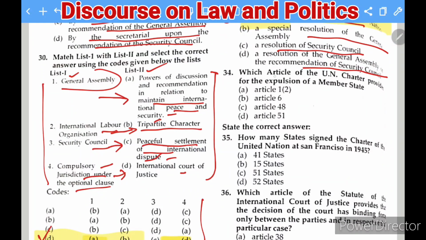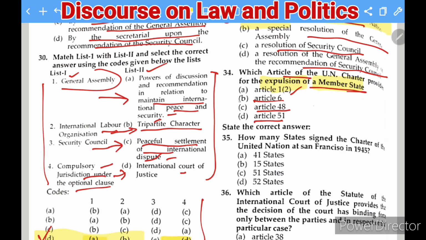Next question: which article of the UN Charter provides for the expulsion of a member state? The options given here are Article 1 Clause 2, Article 6 Clause 2, Article 48, and Article 51. This question is about expulsion, that you want to remove a member from the UN. So which article says this? Give your answer here immediately.